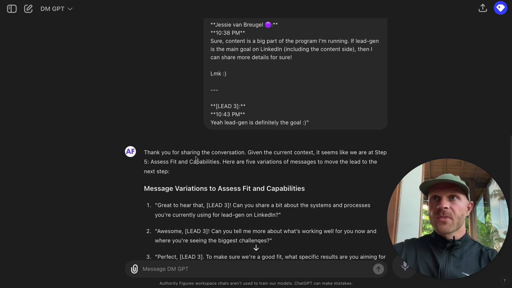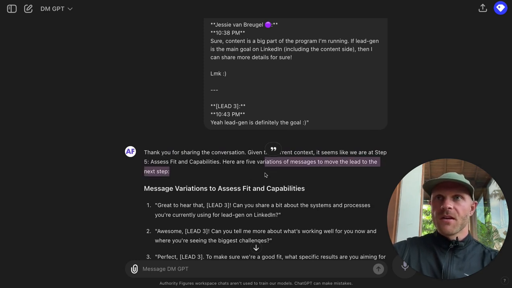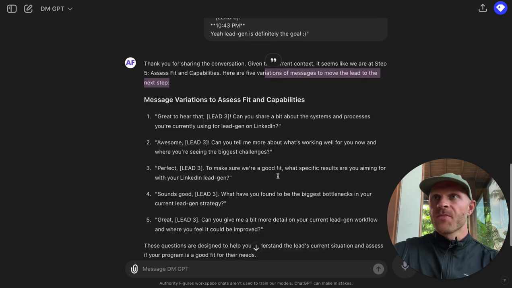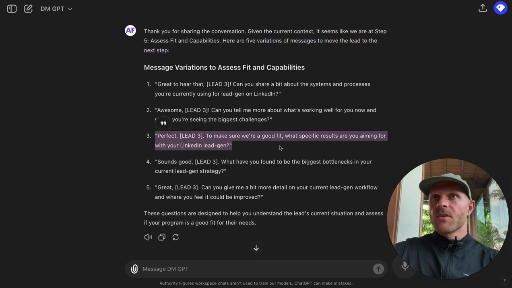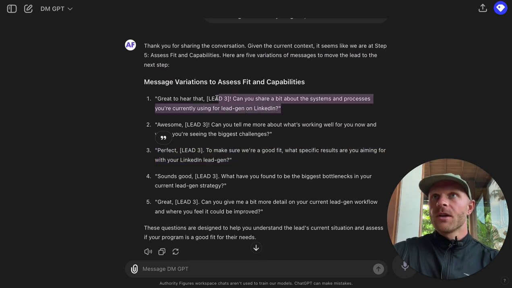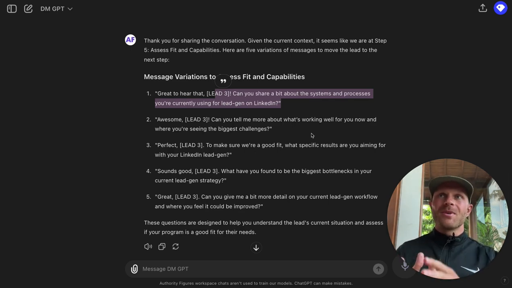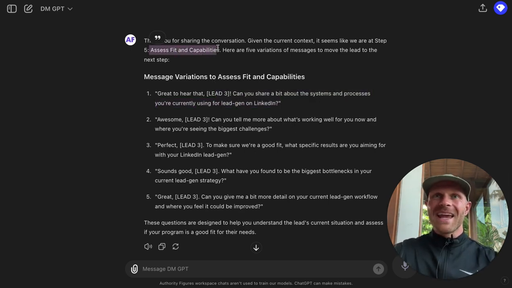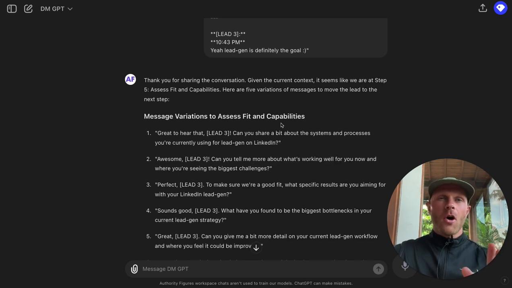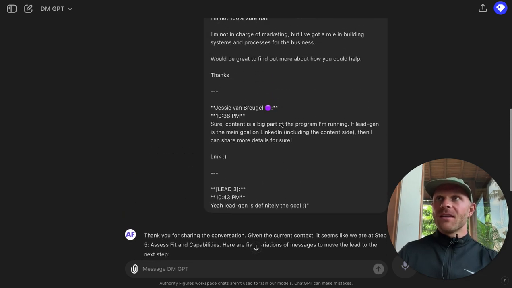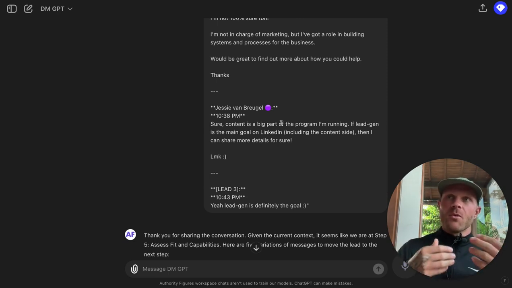As you can see here, the GPT understands that this lead is in step 5, assess fit and capabilities. Here are 5 variations of messages to move the lead to the next step. What specific results are they looking for? Can you share a bit more? Amazing. It goes deeper into whether this lead is a good fit and whether we can help this person. Those are 3 examples of how we use DM GPT. It's very important to understand that this GPT is configured in our tone of voice and our brand guidelines, so it speaks like us, it speaks like me.